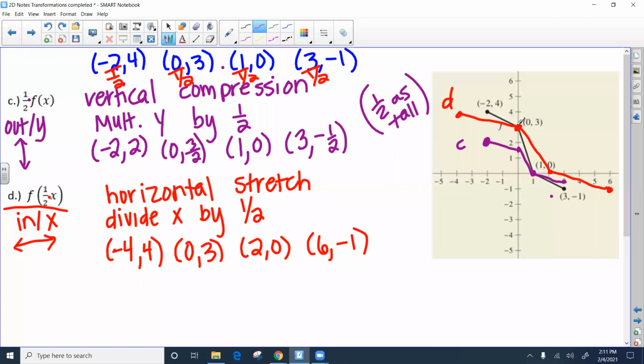So compared to the original, the height didn't change. It's the same height as before, but the width changed. This one is 2 times wider than before. Okay, so that's how compressions and stretches affect our graph. If it's affecting the x values, it either makes the graph wider or narrower. And if it affects the vertical y values, it either makes the graph taller or shorter.